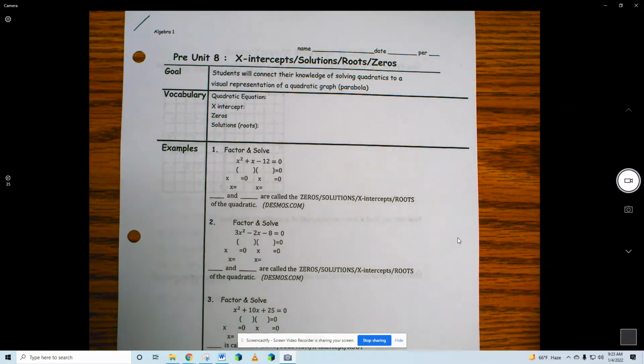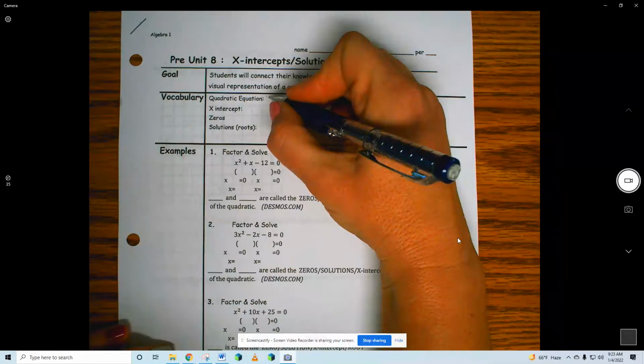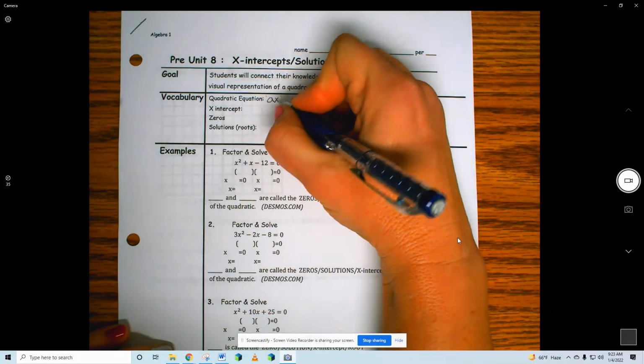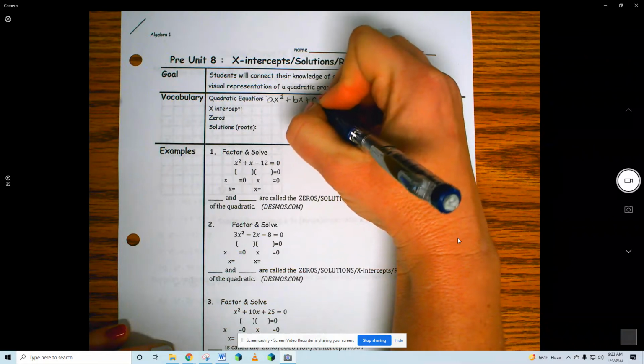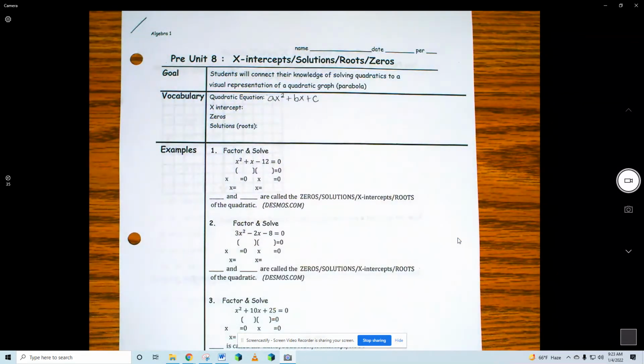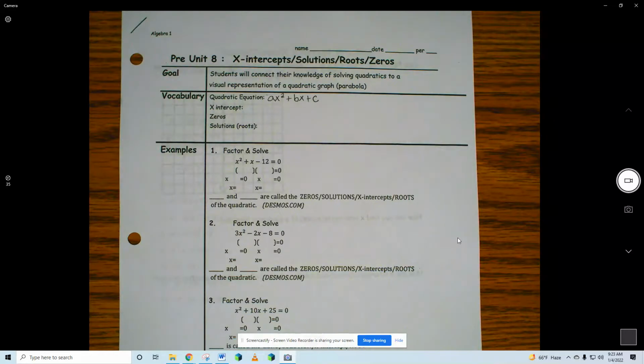So a quadratic equation is going to be this: ax squared plus bx plus c. And those are the things that we factored. Those are the equations that we factored just in like November and December.